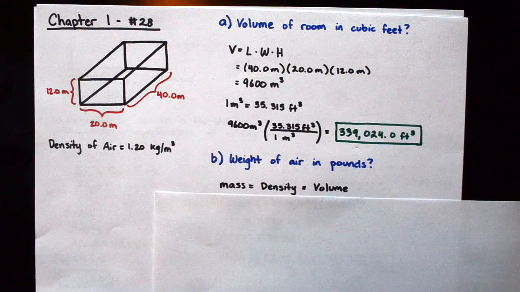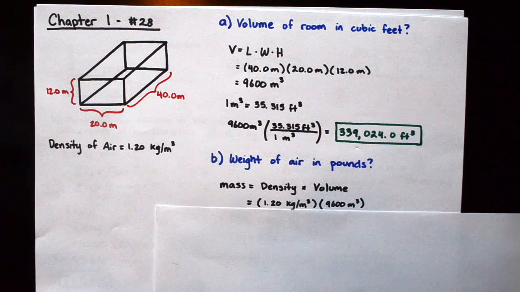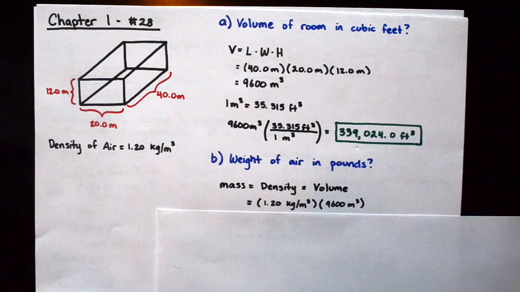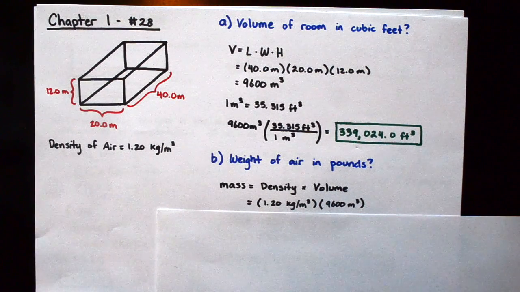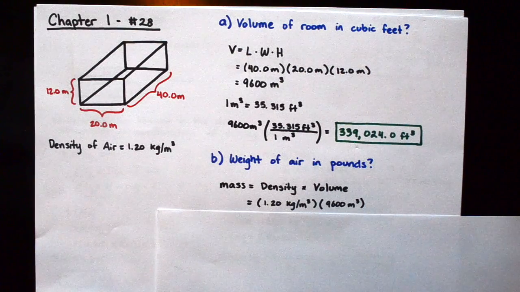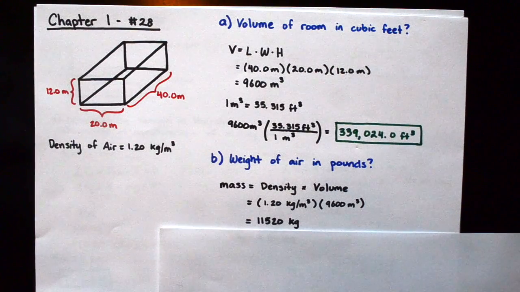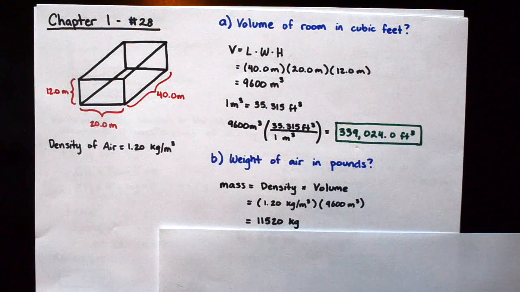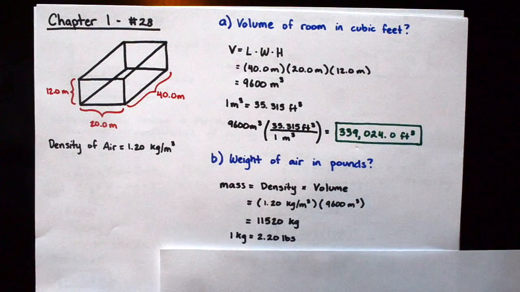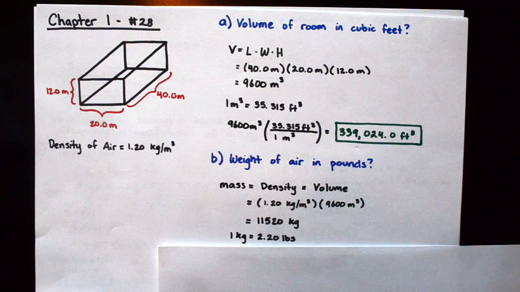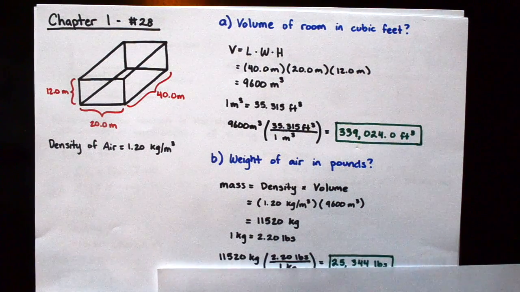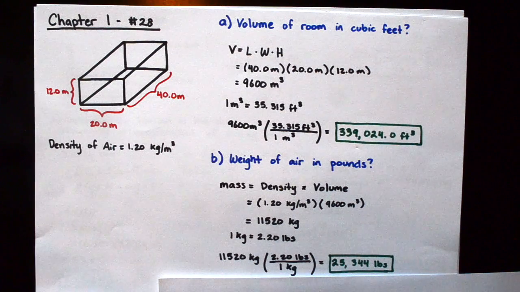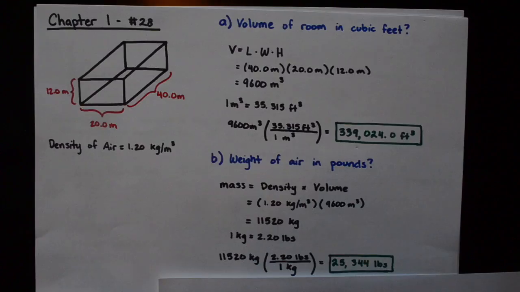For part 2, when it asks about the weight of the air in pounds, we know that the mass is going to be the density times the volume. And we know that the density of the air is going to be 1.2 kilograms per meters cubed, and the volume of the room is going to be 9,600 meters cubed. So the meters cubed cancels out, and when you multiply it, you get 11,520 kilograms. And then when we convert that into pounds, it's going to be a conversion factor of 2.2 pounds per 1 kilogram. So when we convert it, it's going to be 25,344 pounds total.